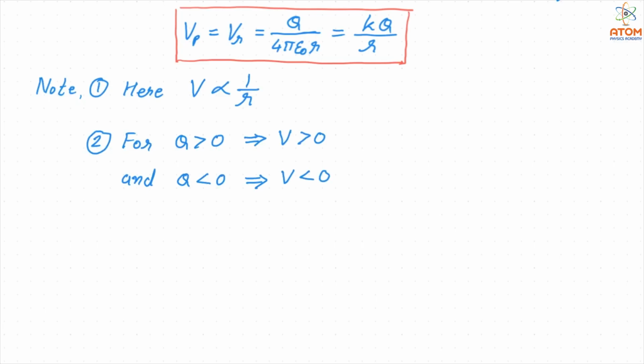That means if the charge which is producing the electric field is positive, q greater than 0, the potential at point P will also be positive. V is greater than 0, that means potential is positive. And if the charge is negative, q less than 0, then the potential at point P will also be negative. Obviously, when we put negative q in this equation, the potential will come negative.